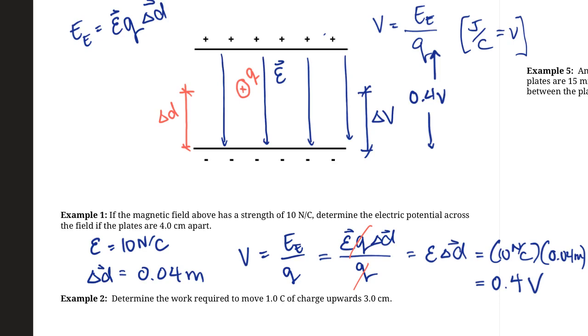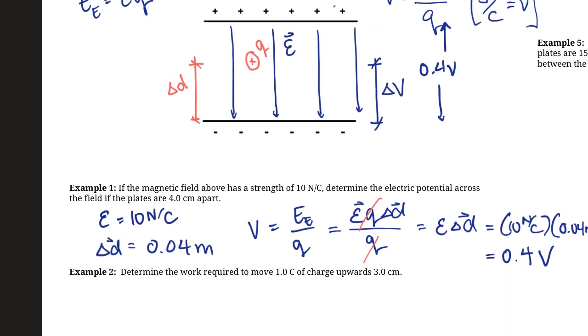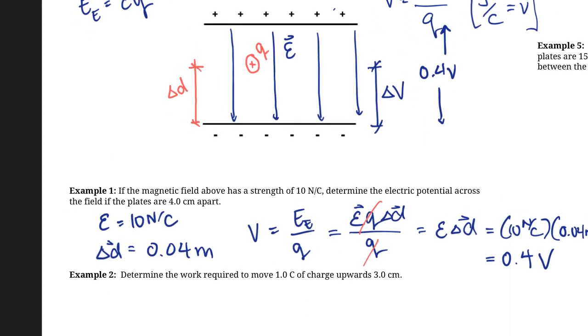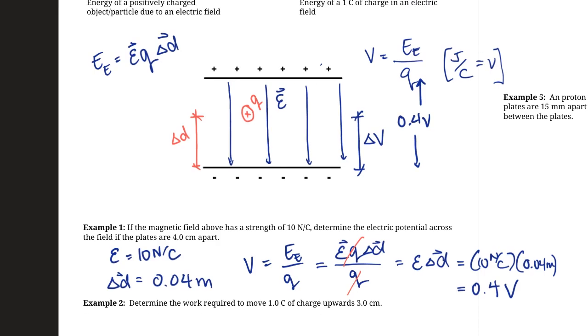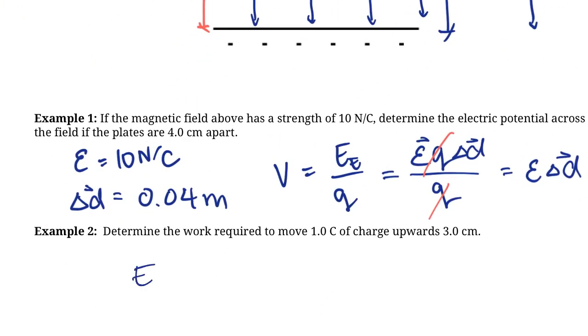It's the same idea. So the next question is saying, determine the work required to move 1 coulomb of charge upwards 3 centimeters in that same field. When we're talking about work, we're asking how much energy it is going to gain. So we can just use our equation for electric potential energy to determine that. The energy it's going to gain is epsilon Q times delta D. We know the field strength, we know the charge is just 1 coulomb, and we know the delta D: we're moving it upwards 3 centimeters. So we just have to plug it in.